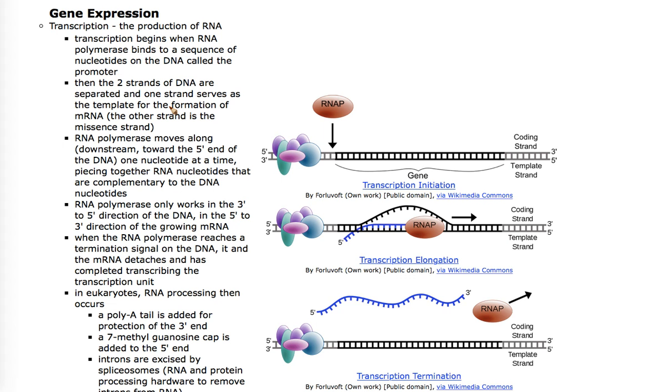And by the way, I shouldn't say transcribe proteins, it's transcribe and translate proteins. It's not just transcribe. So transcription is the beginning of gene expression. It is the production of RNA. And basically, transcription begins when RNA polymerase, which is RNAP here, binds to a sequence of nucleotides on the DNA called a promoter. So this is called a promoter region here.